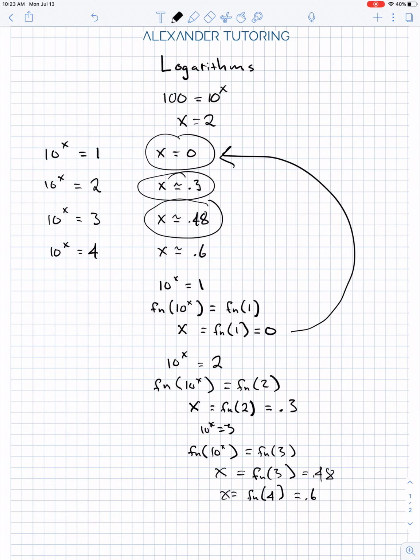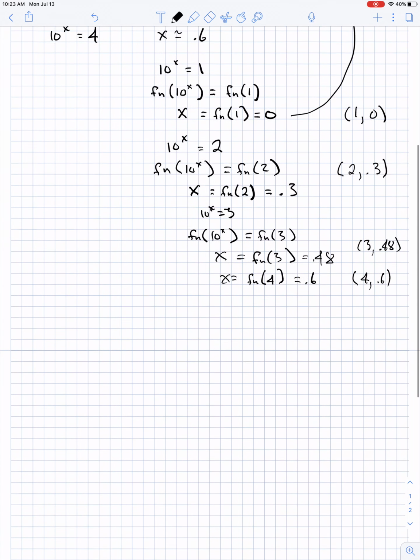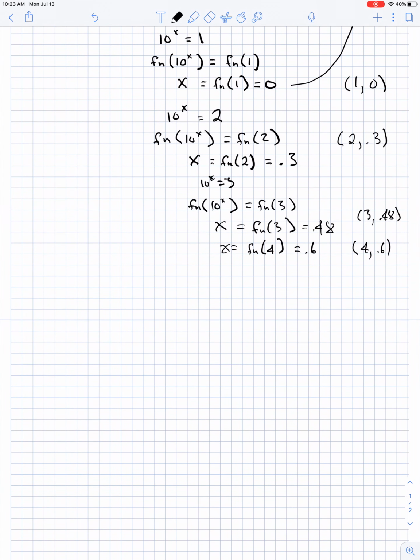So going back to the beginning, 10 to the x equals 1. When a 1 goes into our magic function, a 0 comes out. Going to our next point, when a 2 goes into our magic function, a 0.3 comes out. When a 3 goes into our magic function, a 0.48 comes out. When a 4 goes into our magic function, a 0.6 comes out. Okay, good. So now let's graph this thing.